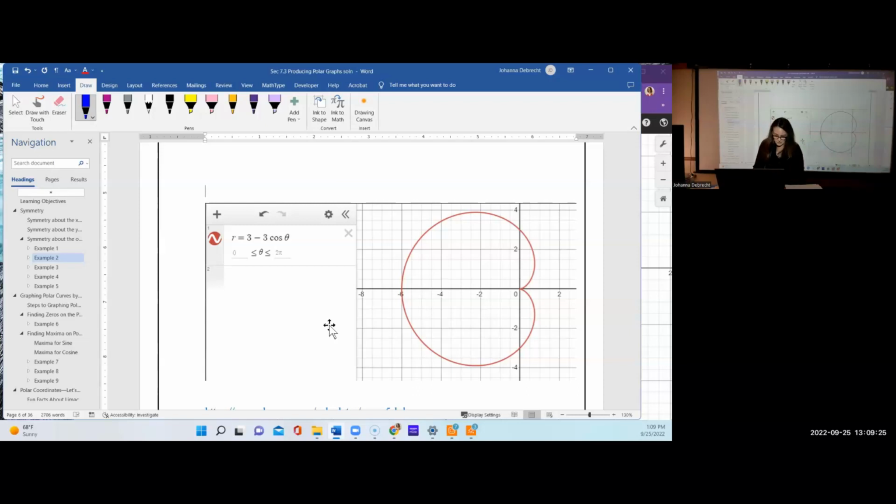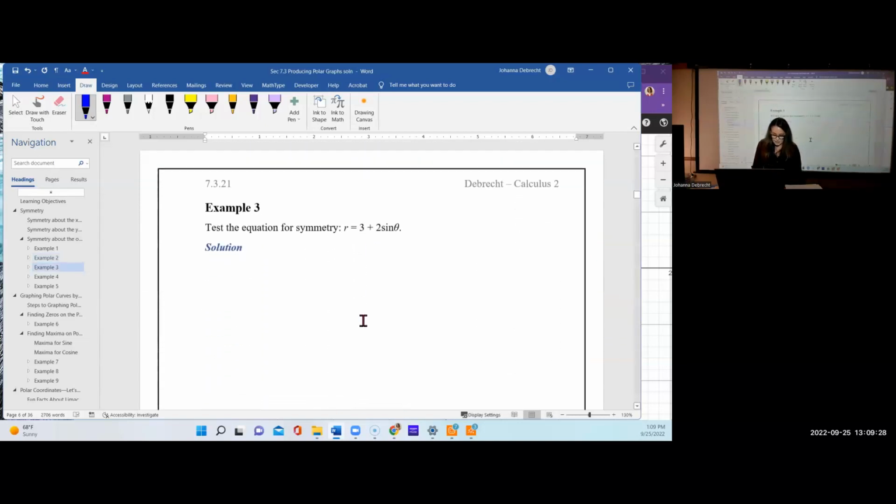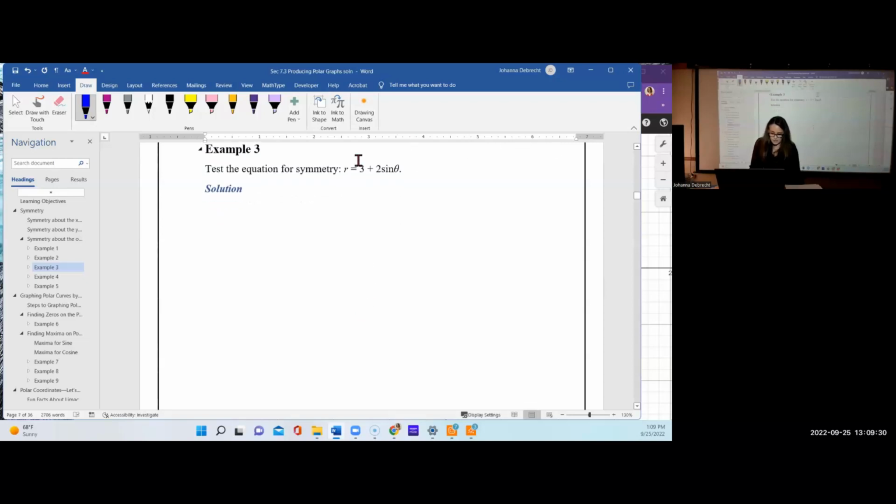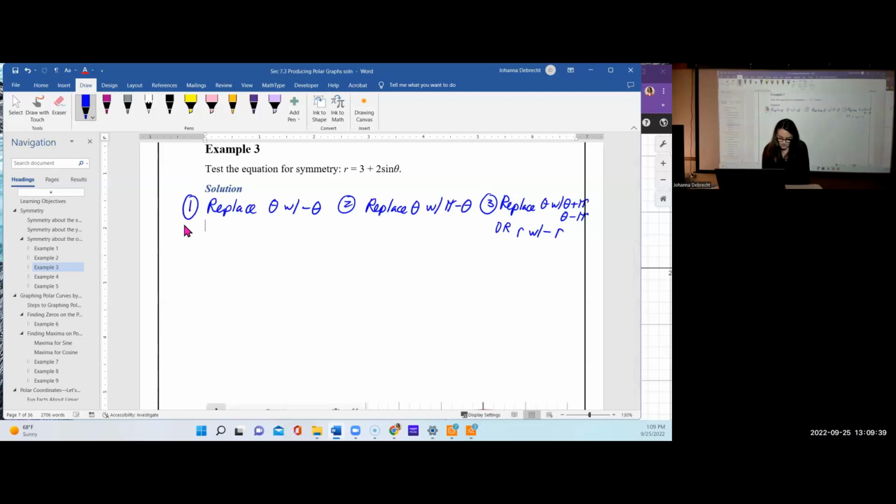Now we want to take a look at the next example, which is example number 3. This one is sine. So when we look at sine, we're going to have a slightly different result. Remember, for sine, if you replace theta with negative theta, you get negative sine of theta. So if I do this one, I get r equal 3 plus 2 sine of negative theta. And this becomes 3 minus 2 sine of theta. But that is not the original equation we have. So we have no x-axis symmetry.